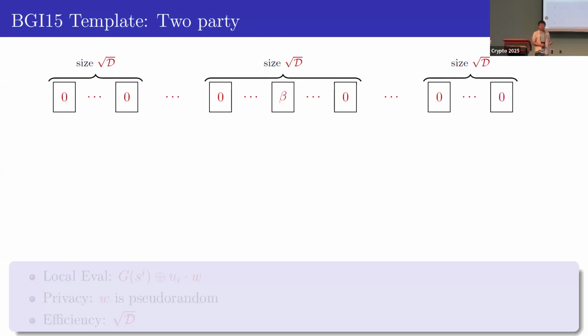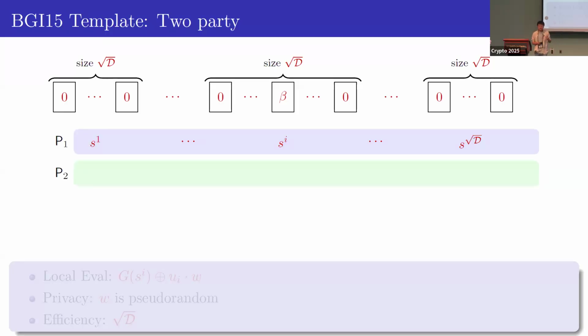The first thing you do in the BGI-15 template is divide this size d vector into root d many chunks of size root d. And to share this truth table to two parties, what you do is essentially sample a PRG seed per chunk for each party.